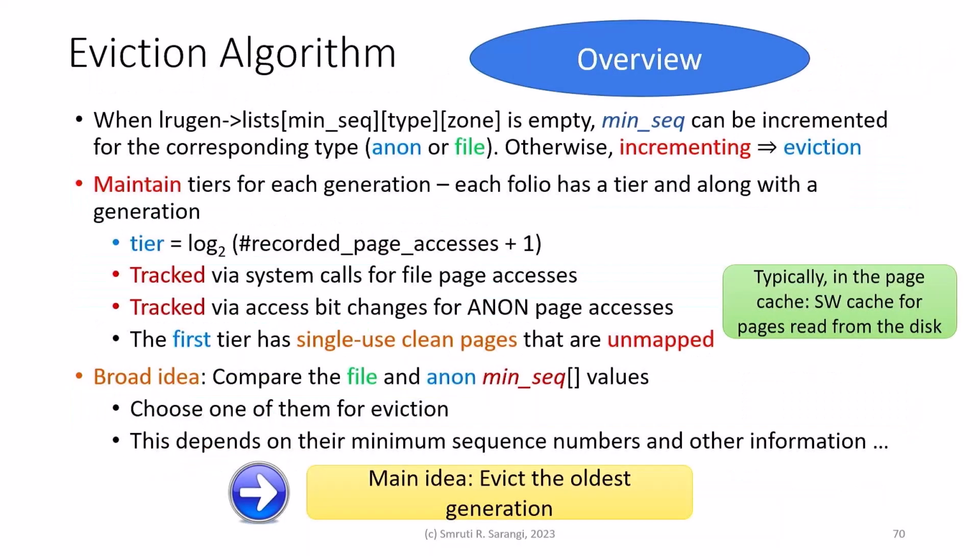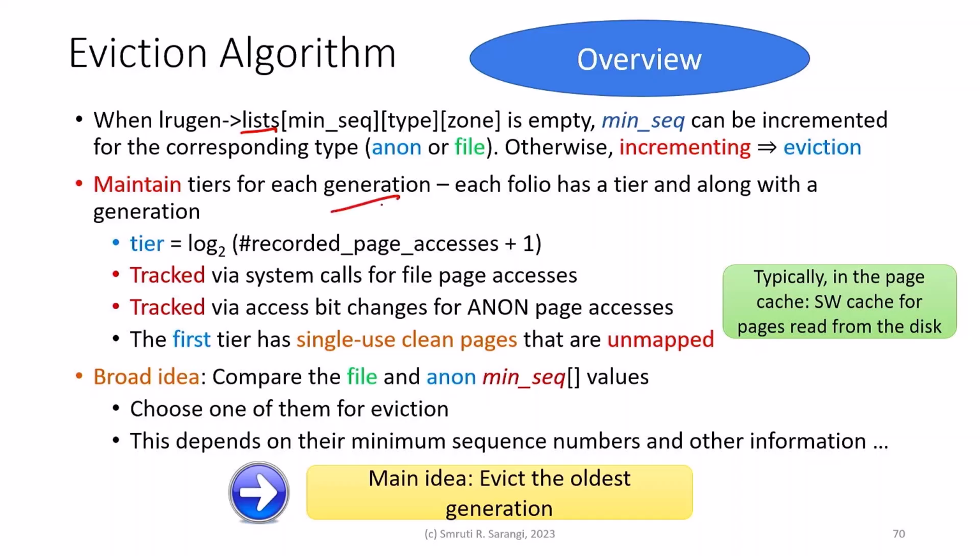So the eviction algorithm is actually quite simple if you think about it. It is basically that we have these lists. These lists maintain, for a minimum sequence number, how many pages are there. If any list is empty, you can increment the minimum sequence number. If it is not empty, then you should consider it for eviction. Correct? So this eviction process is slightly more complicated, but it is not very complicated.